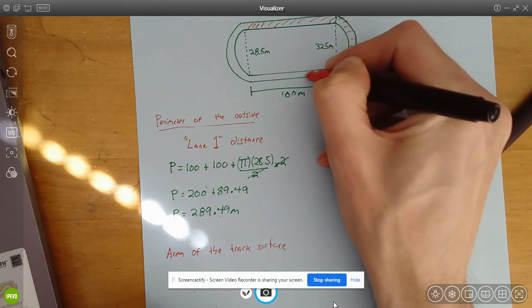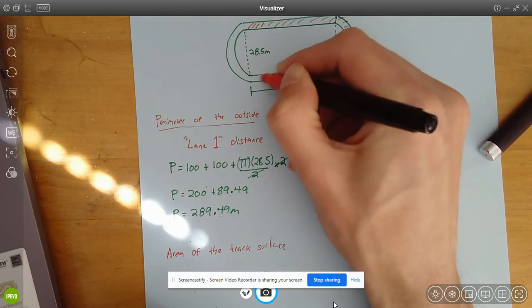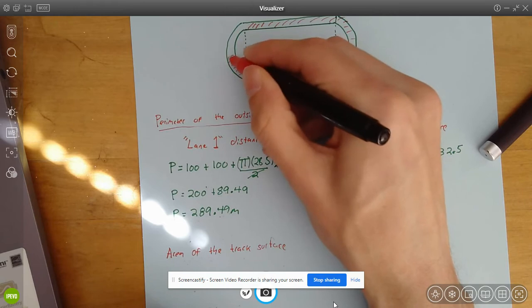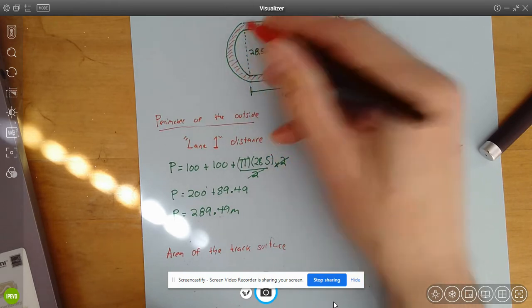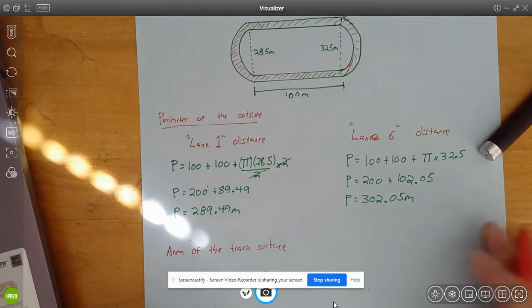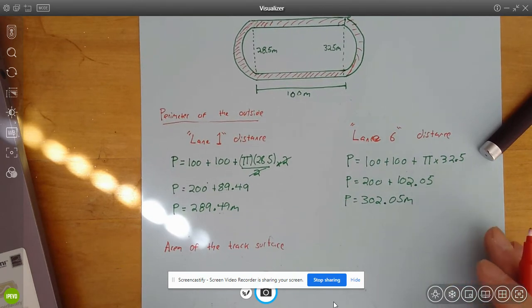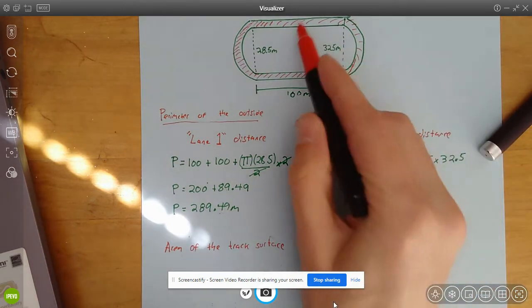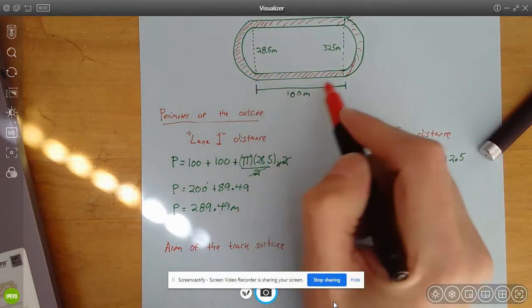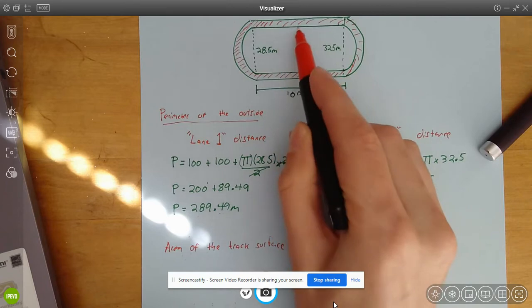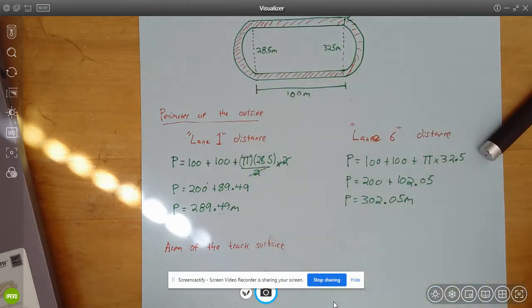So I only want to know that part of the track that maybe is cinder blocks, crushed cinder block, or dirt, or now it's a synthetic rubberized surface often in professional tracks. So we want to find the area of the track surface. The way I'm going to do this, I'm going to find the area of the larger outside track shape and then subtract the area of the inside.